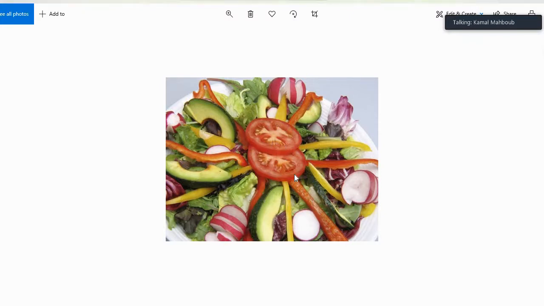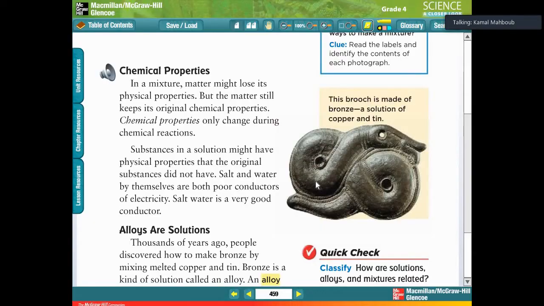Maybe the size will change. This is the physical property. Maybe the shape will change. This is the physical property. Okay, now let's read the book to understand more.